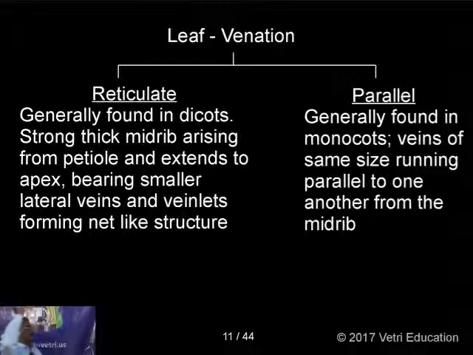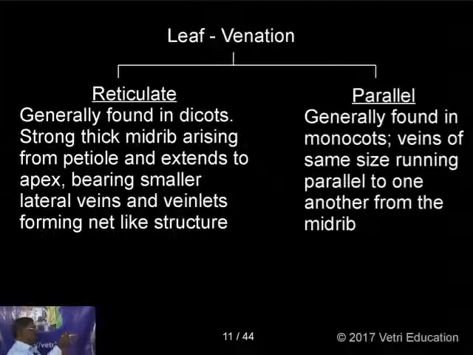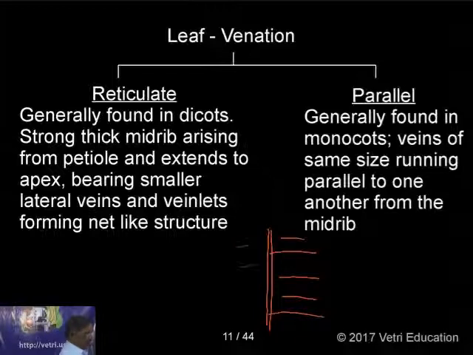Reticulate venation is generally found in the dicot plants. There is a central strong midrib extending from the petiole to the apex, bearing smaller lateral veins from which veinlets arise, forming a net-like structure. Whereas the parallel venation is generally found in monocot plants, with veins of the same size running parallel to one another from the central midrib. From the midrib, the lateral veins are arranged in a parallel way, that is called the parallel venation.